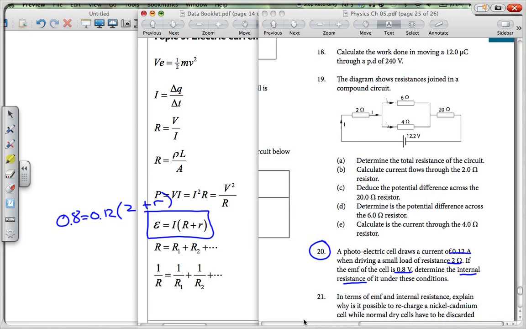So it's just a matter of solving that equation. So we're going to get 0.8 is equal to 0.24 plus r, and obviously that r is also times 0.12, and then I solve that for r. That shouldn't be any problem for you.